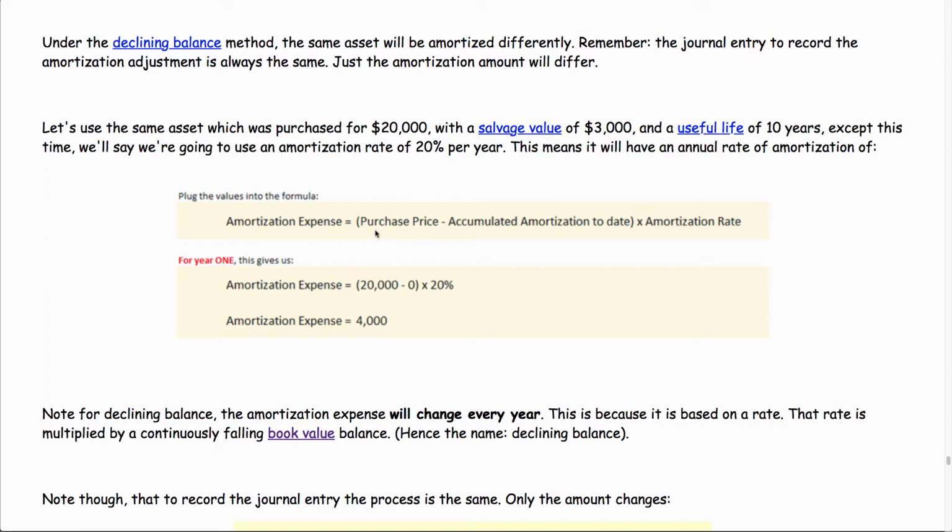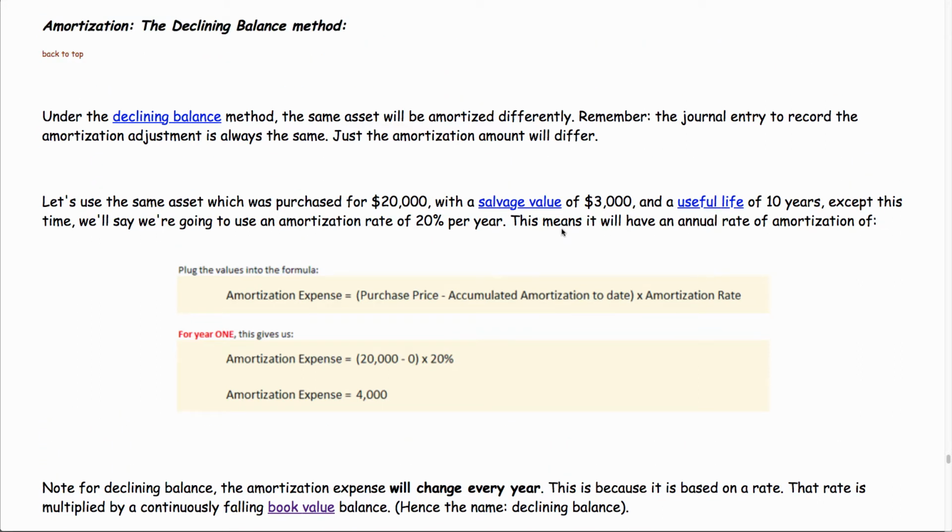So in the very first day you buy it, this book value is the entire purchase price, the original cost. But years later, that book value will have fallen as you have written off some of its value, right? And your accumulated amortization gets bigger and bigger. So you need to remember those two formulas. Let's try the exercise.